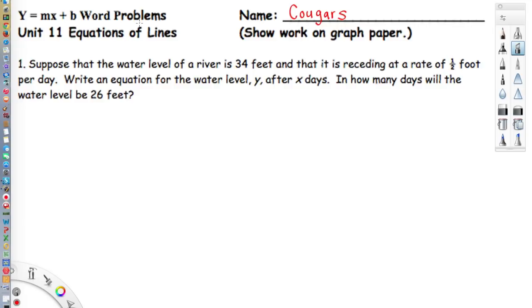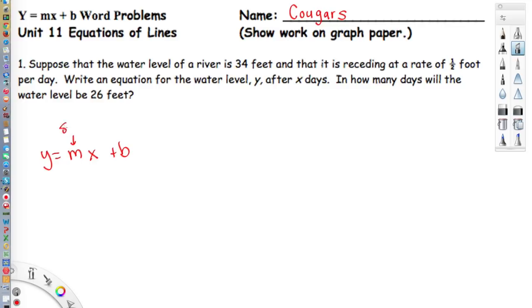It says, suppose that the water level of a river is 34 feet and that it is receding at a rate of half a foot per day. Write an equation for the water level, y, after x number of days. In how many days will the water level be 26 feet? Well, there's two things we want to do. First, it says set this up as an equation, and we're going to set it up in the form y is equal to mx plus b.